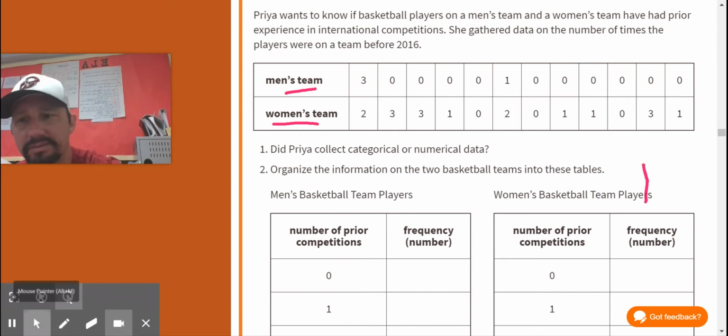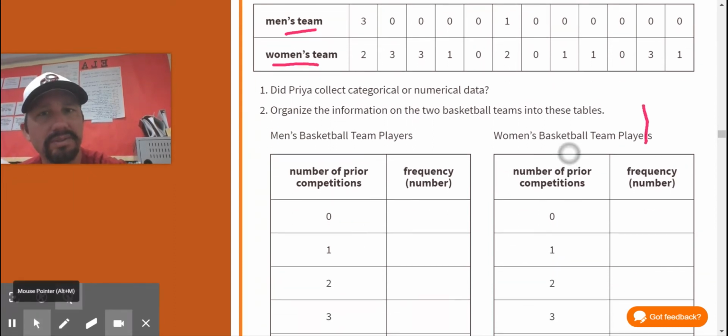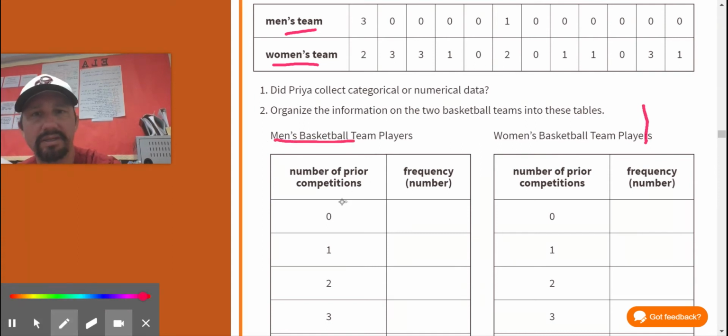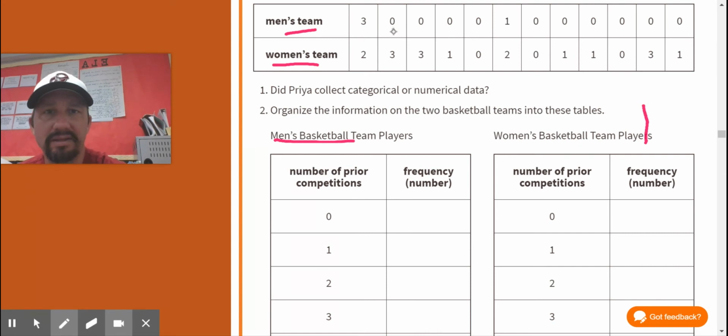So if we go to the men's team right here, we're going to look at the number of prior competitions that have 0, the number of that. There's 1, 2, 3, 4, 5, 6, 7, 8, 9, 10. There's 10 people who had 0 prior competitions. How many had 1? There's 1. How many had 2? None. How many had 3? 1.